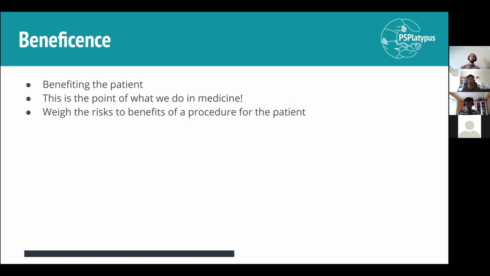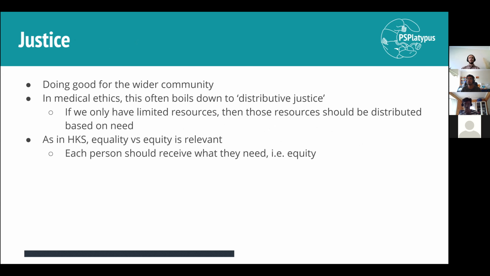Okay. Beneficence, similar thing to non-maleficence, but not the same. Non-maleficence refers to not harming the patient, whereas beneficence refers to doing good for the patient. It's really the point of what we do in medicine. And of course, you need to weigh the risks, the potential harms, to the benefits of a procedure for the patient. And you need to enable the patient to do that for themselves as well, to weigh those, to make an autonomous decision.